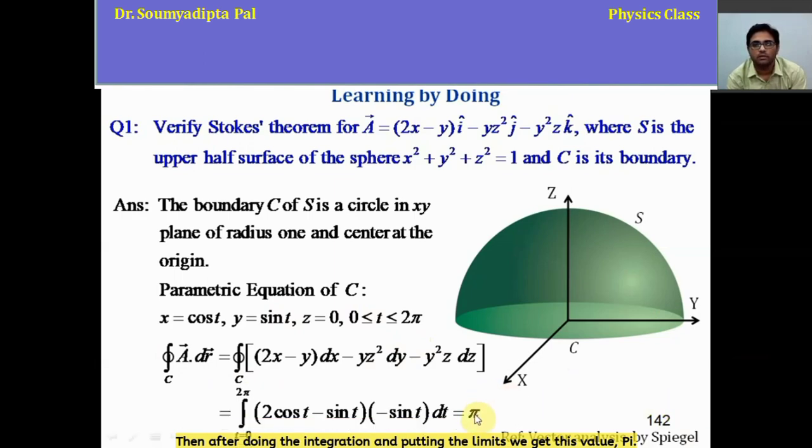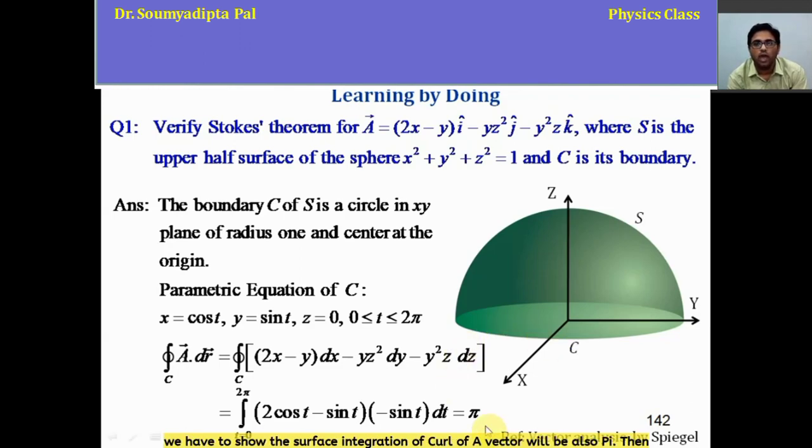π. Here in the integration, two parts are there. If we multiply by minus sin t, then the first part is minus 2 cos t sin t, which will give us minus sin 2t. Then after integration with limits, that will give us 0. Then in the second part, this is plus sin² t. So after integration and putting the limits, it will give us π. Okay. So this is a very straightforward calculation, you can do it. So we obtain the closed line integral value as π.